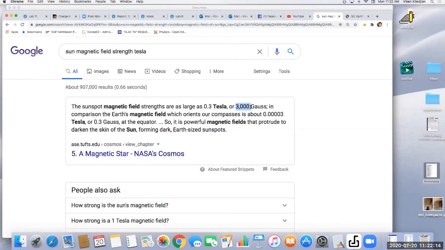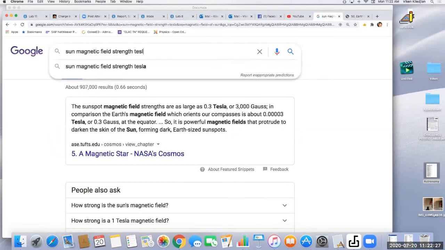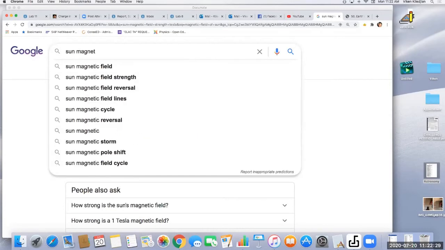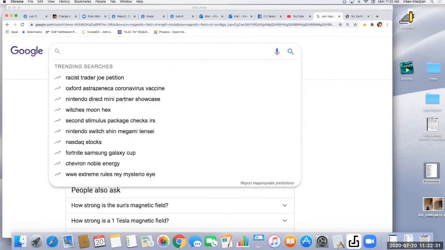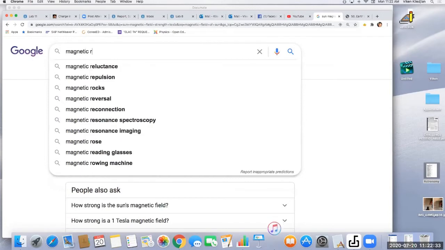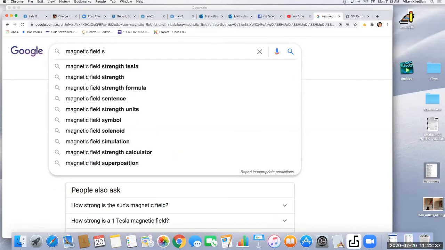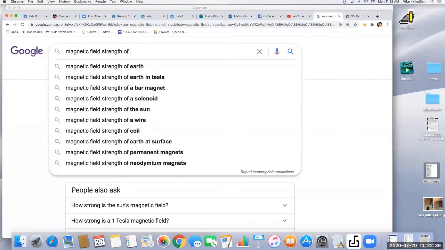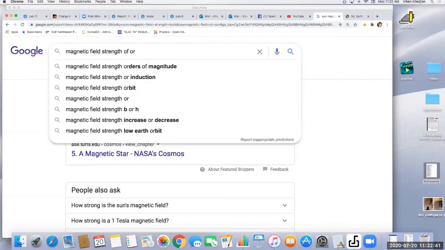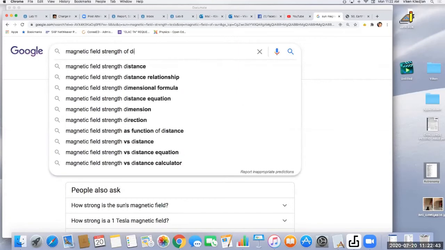That's a lot stronger than even Jupiter's, which was what? 4 Gauss? Yeah, 4 Gauss. That's a lot stronger. 3,000 Gauss is much stronger. Okay, how about we put together the magnetic field strength of different magnets.